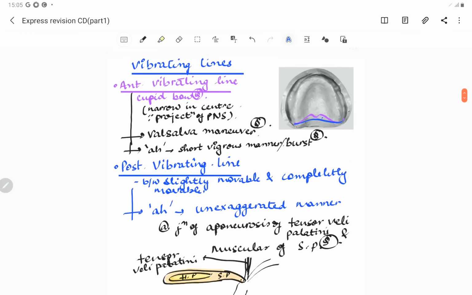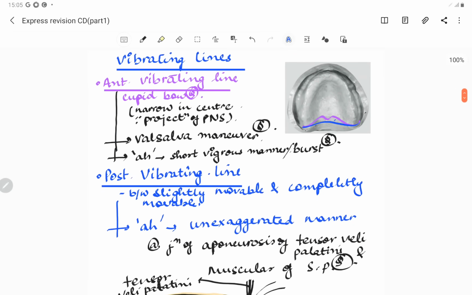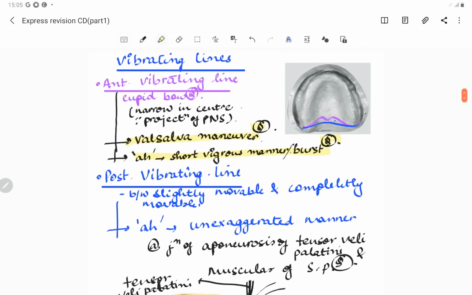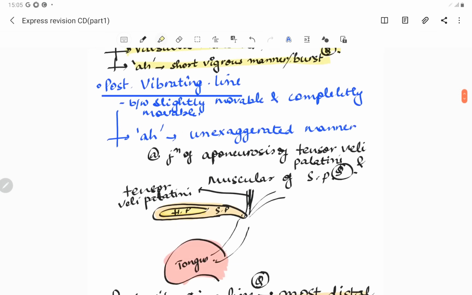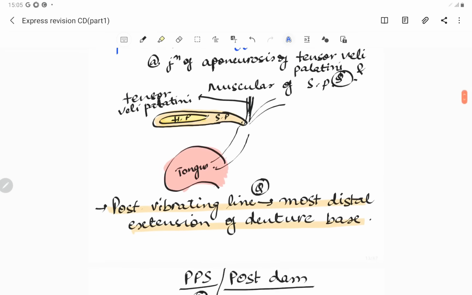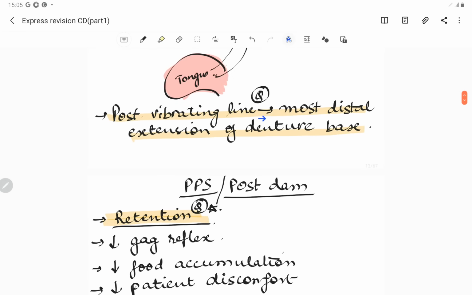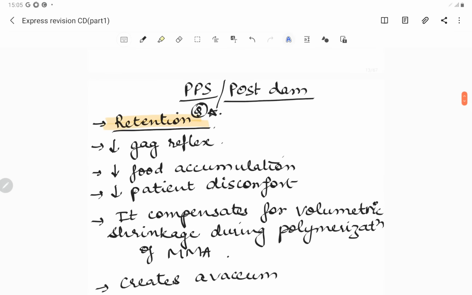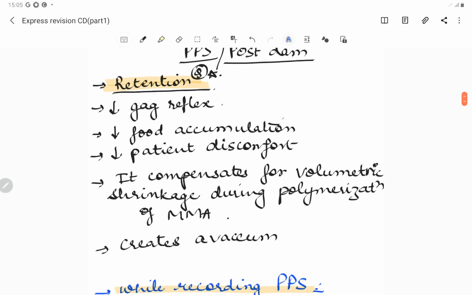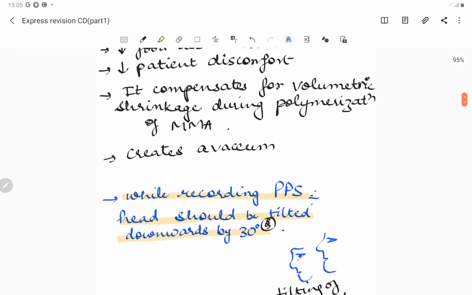The vibrating line, the anterior vibrating line, which is cupid bow shape. And we have also studied the two methods to measure the anterior vibrating line: the Valsalva maneuver, or saying A in a short vigorous manner or short vigorous burst. For the posterior vibrating line, saying A is in an exaggerated manner. So we have covered that the posterior vibrating line marks the most distal extension of the denture base, the PPS postdam, which is very important from the retention point of view.